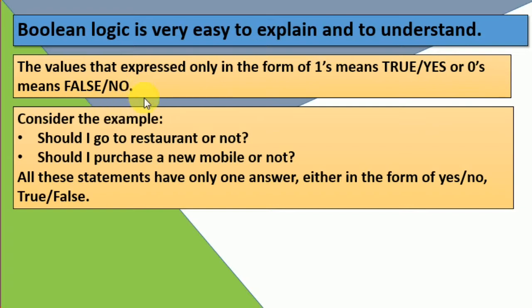For example, should I go to a restaurant or not? Yes or no, true, false, 0, 1. Should I purchase a new mobile or not? It means only two answers, yes or no, and from that you have to select 1.